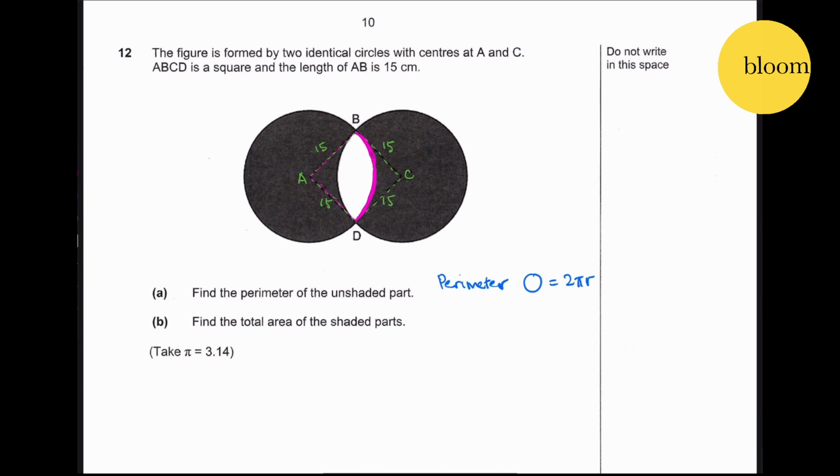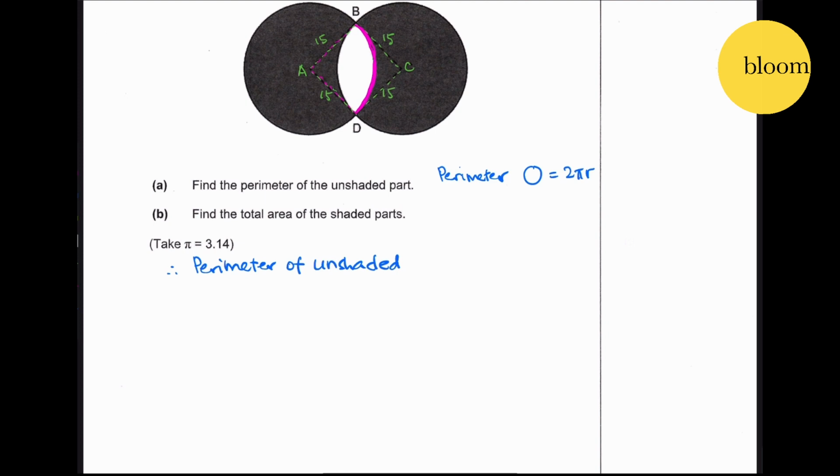And therefore we have perimeter of unshaded equals 2 times 1/4 of 2 pi r, which gives us pi r. 3.14 multiplied by 15 equals 47.10 cm.